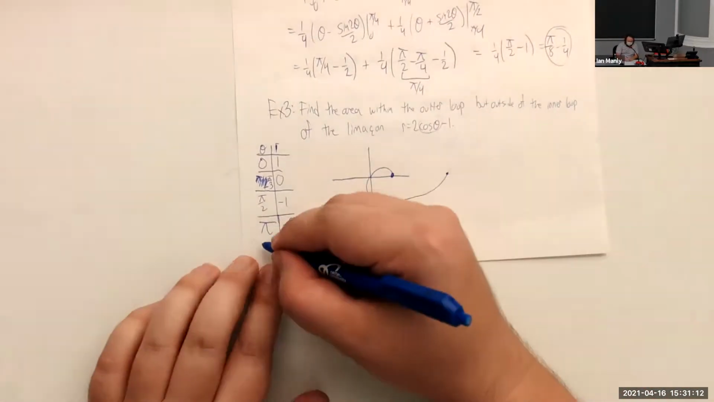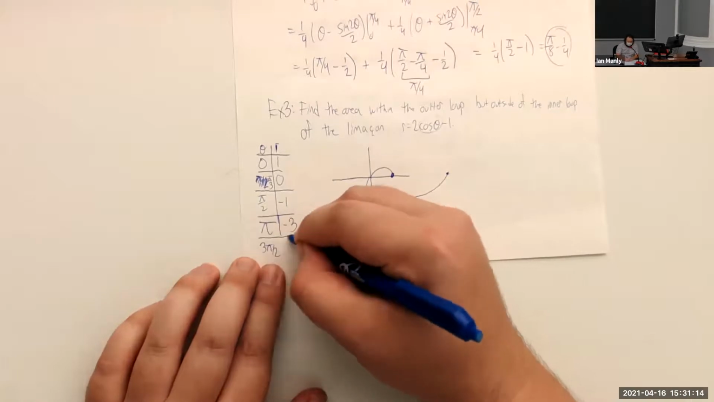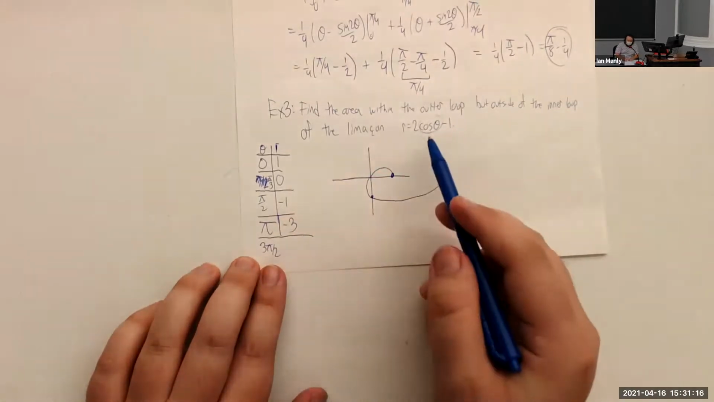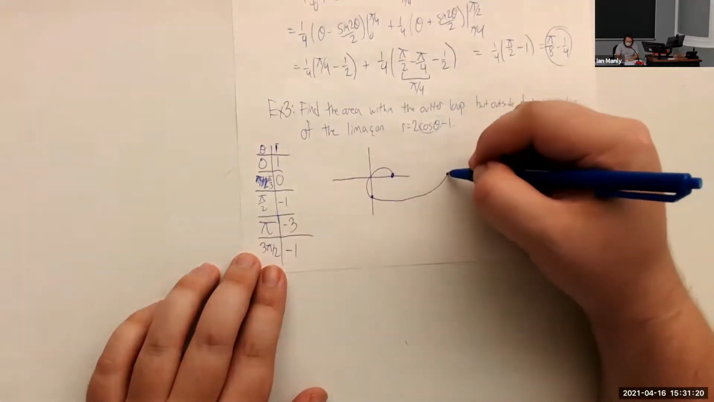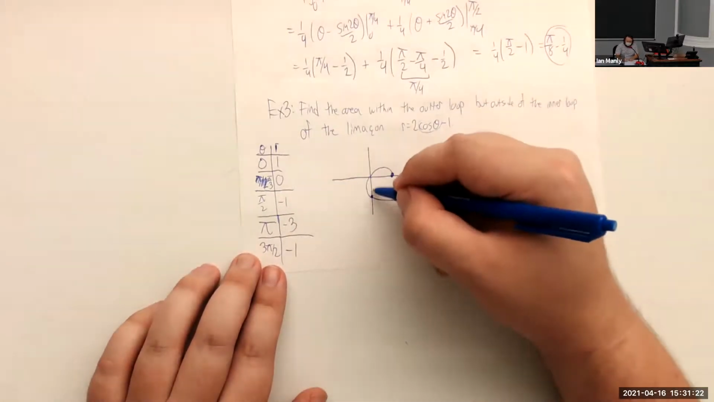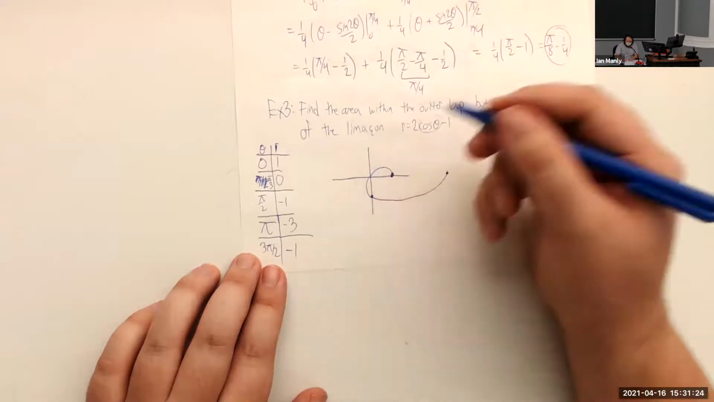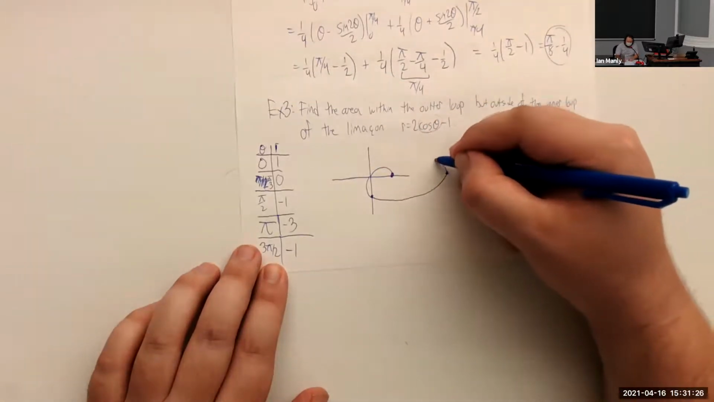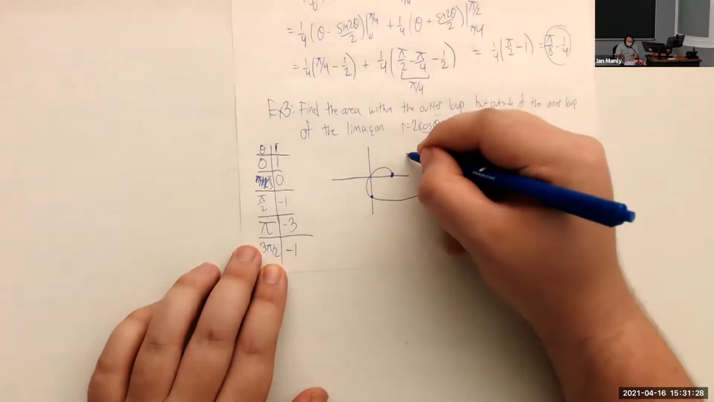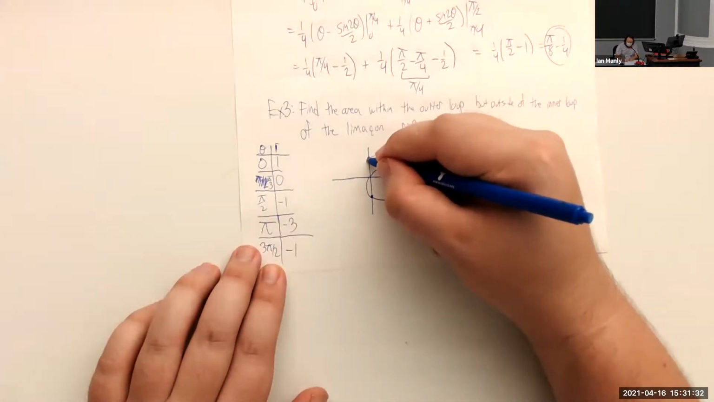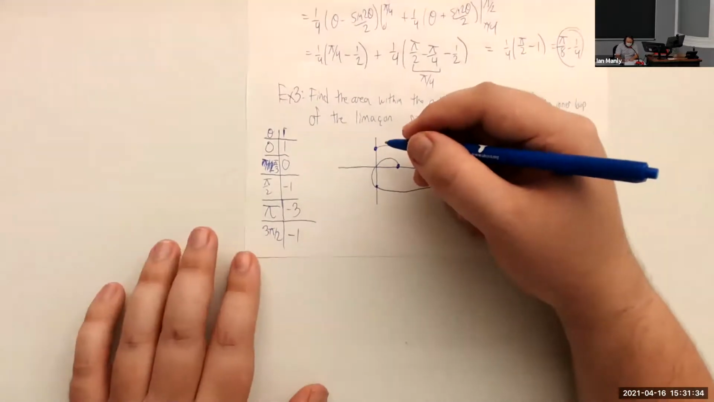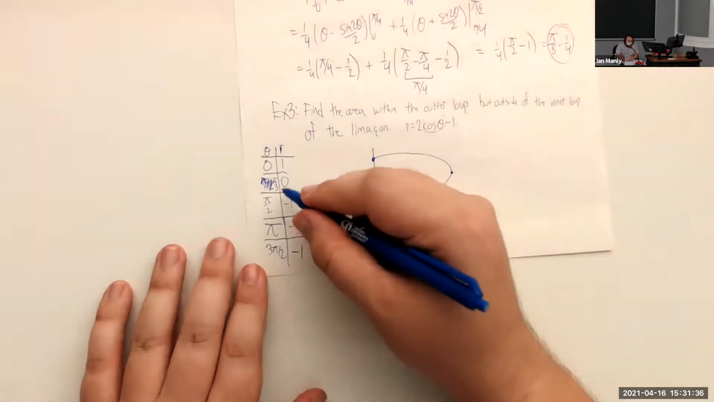Let's do 3 pi over 2. At 3 pi over 2, cosine is 0, so we come back to -1. So we're going to come back. 3 pi over 2 is normally this way, but since we're negative, it'll be here. Like this. And then we're going to make a little stop here.